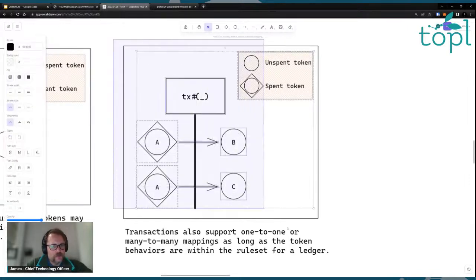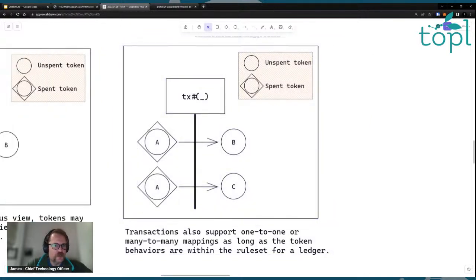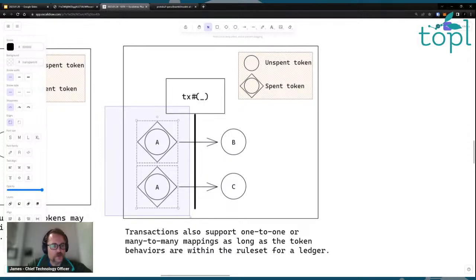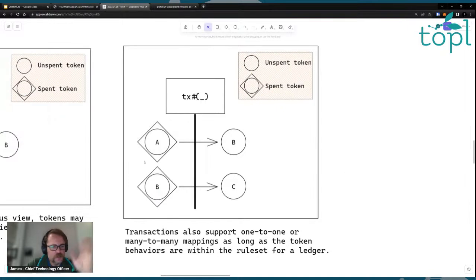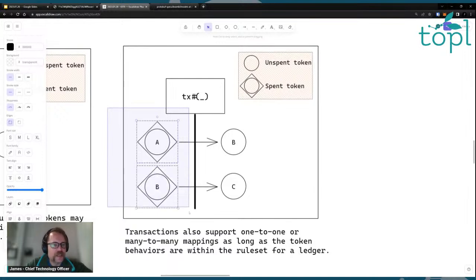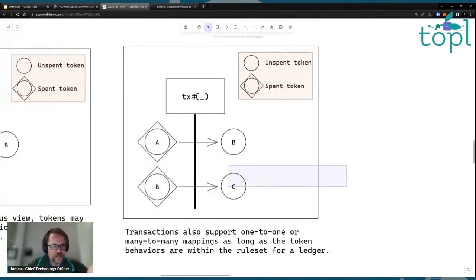But just a little bit more complex: instead of a transaction that supports only a one-to-one mapping, UTXO transactions in general can support many-to-many mappings. So this transaction is one where A was able to own a token. Here A has a token and B has a token. They each partake in this transaction where B decides to send their token to C and A decides to send their token to B.